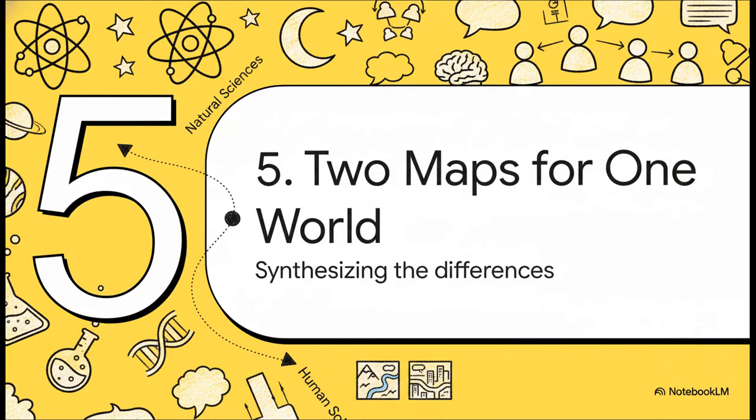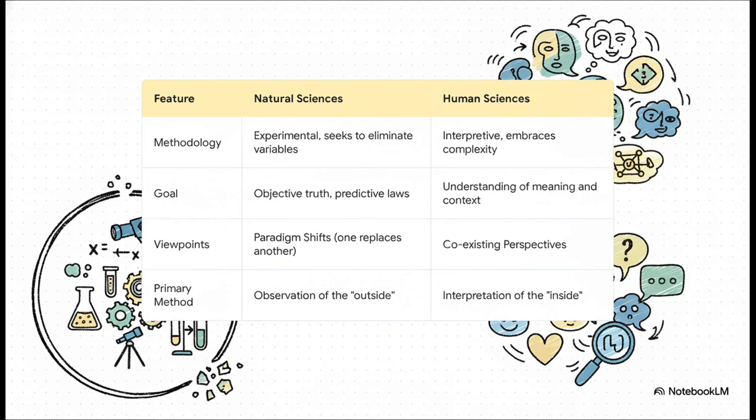So let's bring this all together. We've talked about a lot of differences, but the main idea is that the natural and human sciences are basically using two totally different kinds of maps to explore the world. Let's put them side by side and see how they stack up. So here's the summary. Natural sciences, they're experimental, they try to get rid of all the extra variables. Human sciences, they're interpretive, they kind of have to embrace all that complexity. Natural sciences are looking for objective, universal laws. Human sciences, they're trying to understand meaning and context. And of course, you've got those big paradigm shifts versus coexisting perspectives.